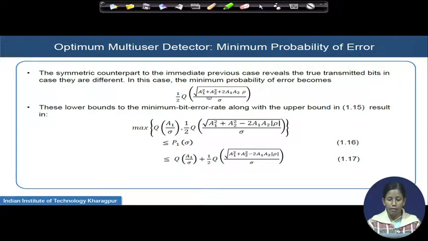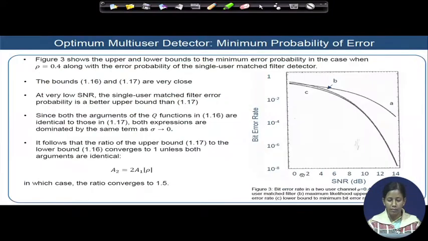If they are different, in that situation the minimum error probability is given by the Q function like this. By getting all this inference, we are now ready to find the lower bound on the minimum error probability, along with the upper bound already computed in 1.15. The maximum of these two Q functions will be less than or equal to the error probability of user 1, which is given by expression 1.17.